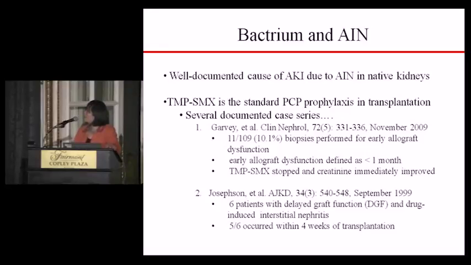So I want to talk a little bit about Bactrim AIN. It is well documented that Bactrim causes AKI due to AIN on native kidney. Since Bactrim is commonly used for PCP prophylaxis in transplant patients, a few case studies have shown that Bactrim can cause delayed graft function or push early graft dysfunction.